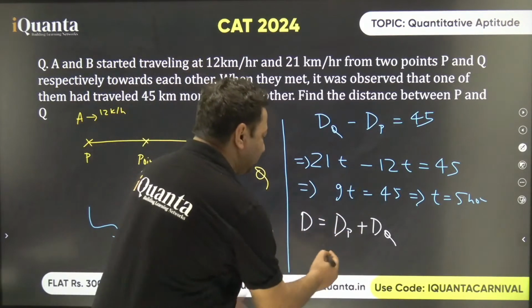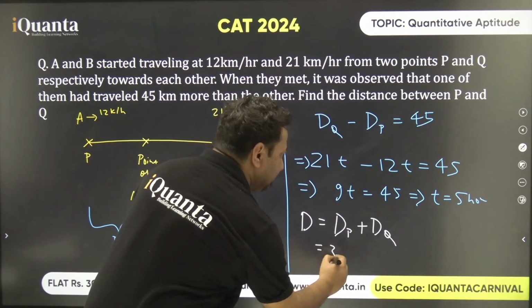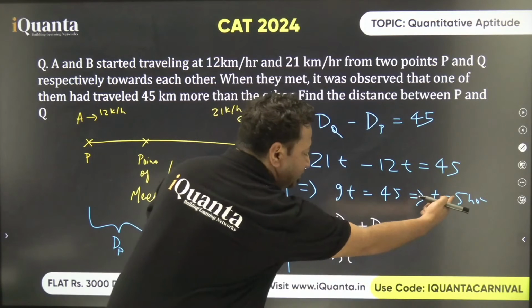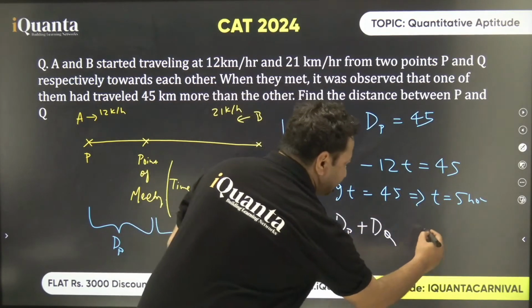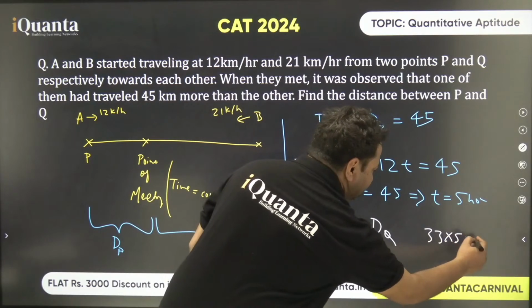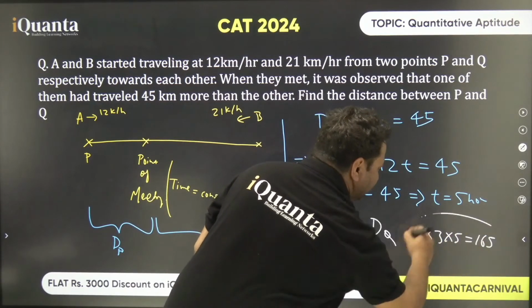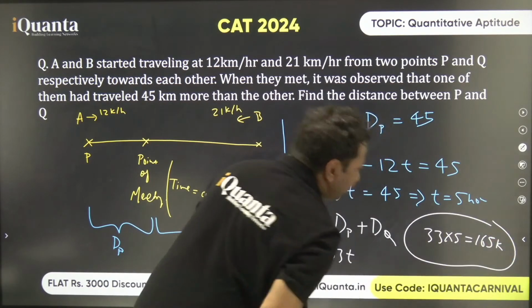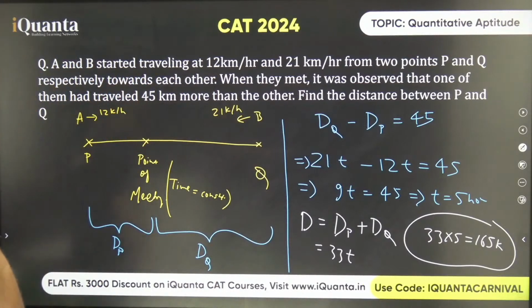We can add them both. So 21 plus 12 is 33t, and t is 5 hours. We have calculated that already. And 33 into 5 is 165, which has to be in kilometers, that has to be our answer. This is how we solve this question conventionally, and we'll end up spending 2 to 3 minutes here.